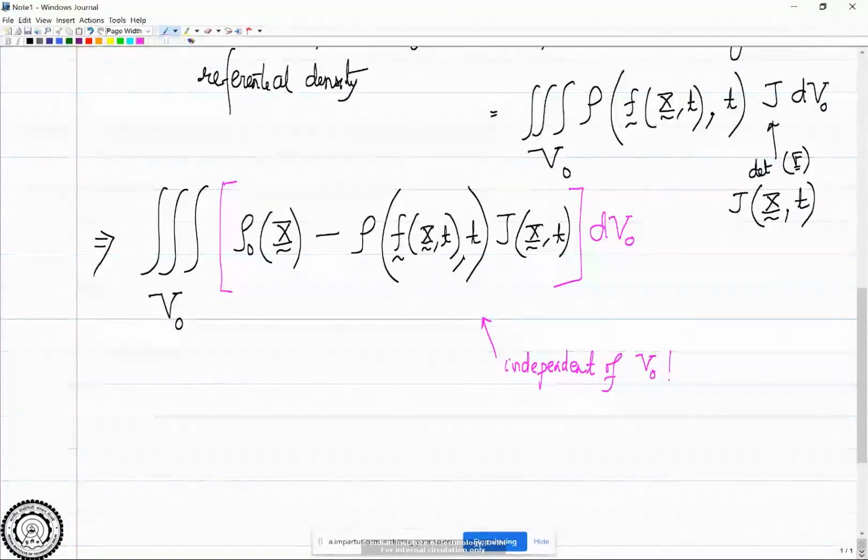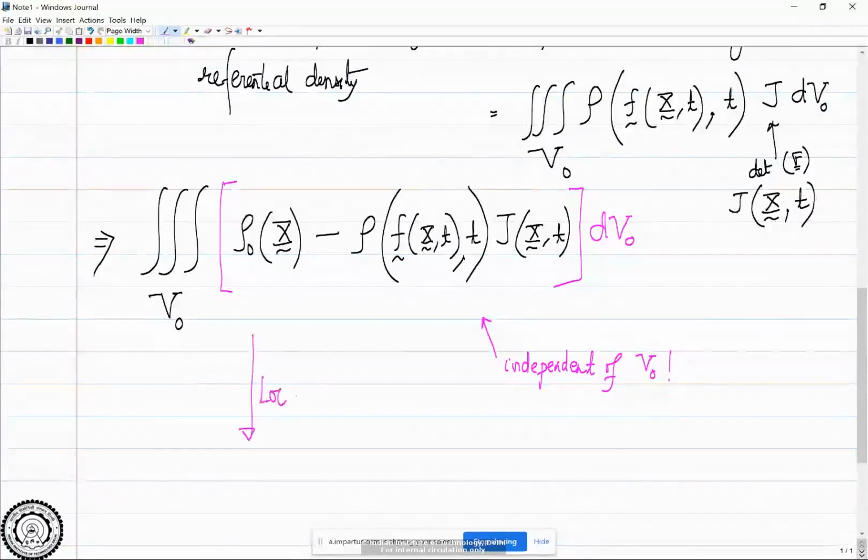So there is a theorem called the localization theorem. It's not a very big theorem. It simply says that if the integration vanishes irrespective of what domain it is being integrated upon, then the argument must be identically 0. That's the theorem.